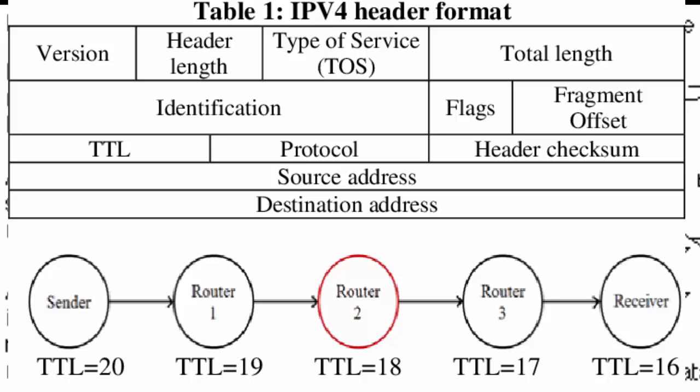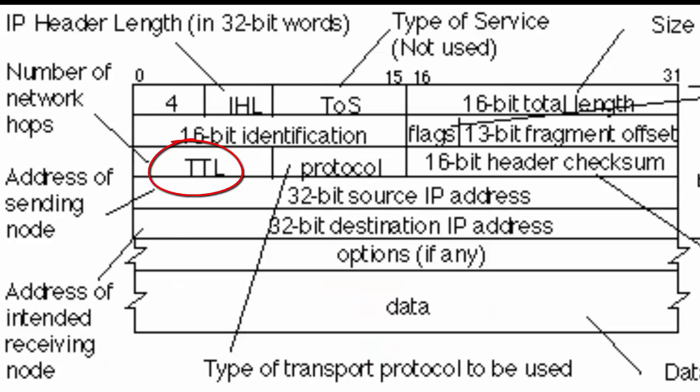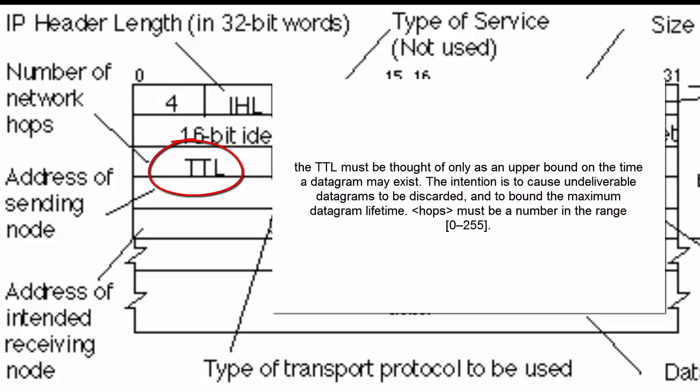The time is measured in units of seconds, but since every module that processes a datagram must decrease the TTL by at least 1, even if it's possible the datagram is there for less than a second, the TTL must be thought of only as an upper bound on the time a datagram may exist. The intention is to cause undeliverable datagrams to be discarded, and the bound of maximum datagram lifetime must be numbered to range from 0 to 255.